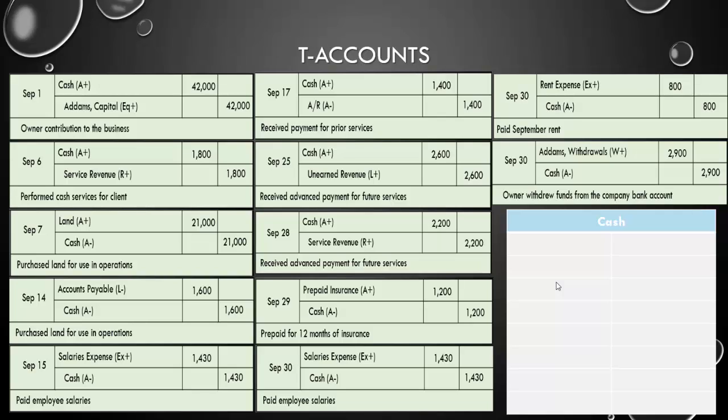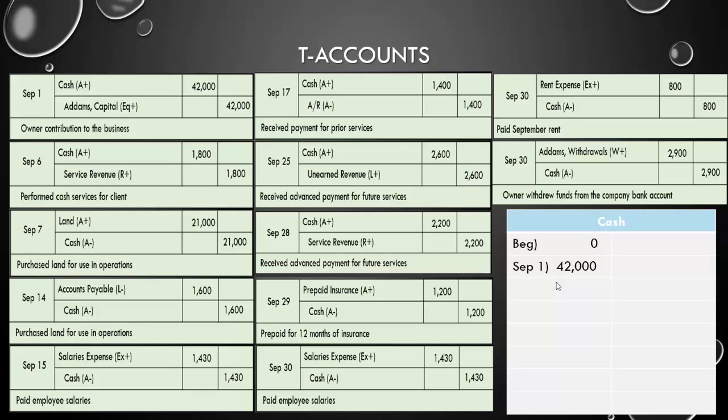So we have this T account for cash. How are we going to figure out the balance? Well, we have nothing in the beginning, let's assume, because there's nothing that told us there was a beginning balance. Then we're going to go through every journal entry, and we're just going to move whatever happened to cash in that journal entry to the T account.